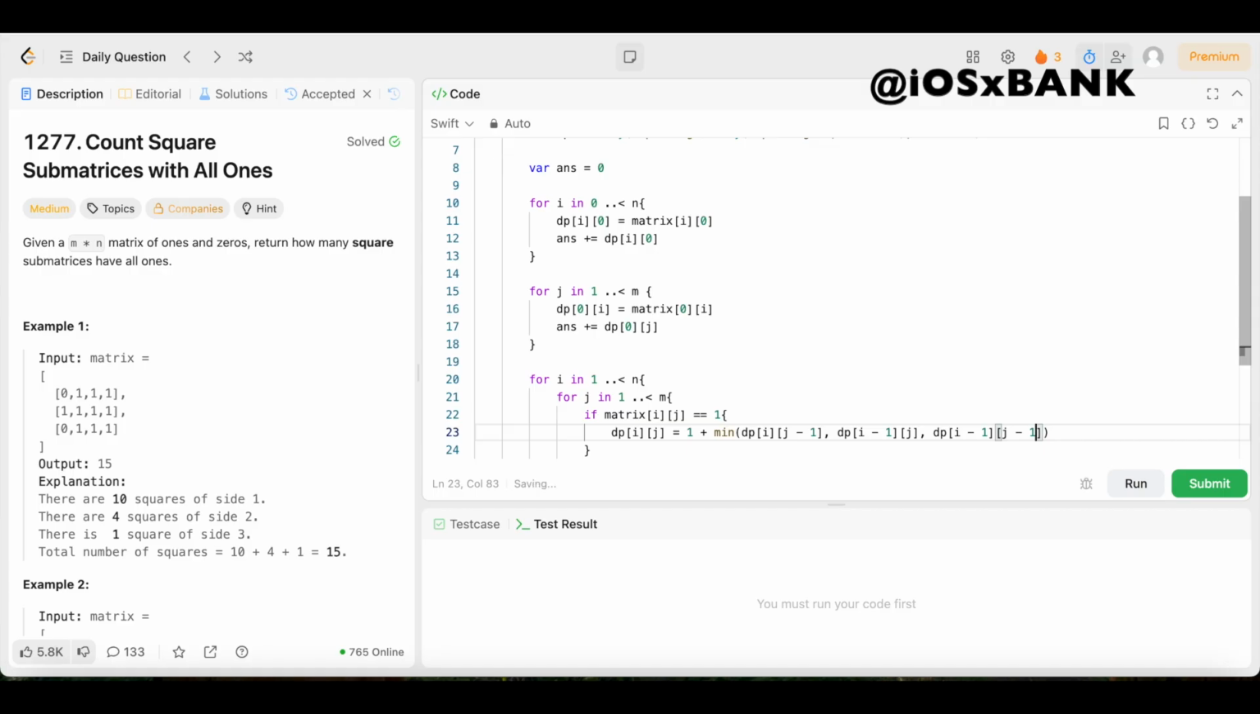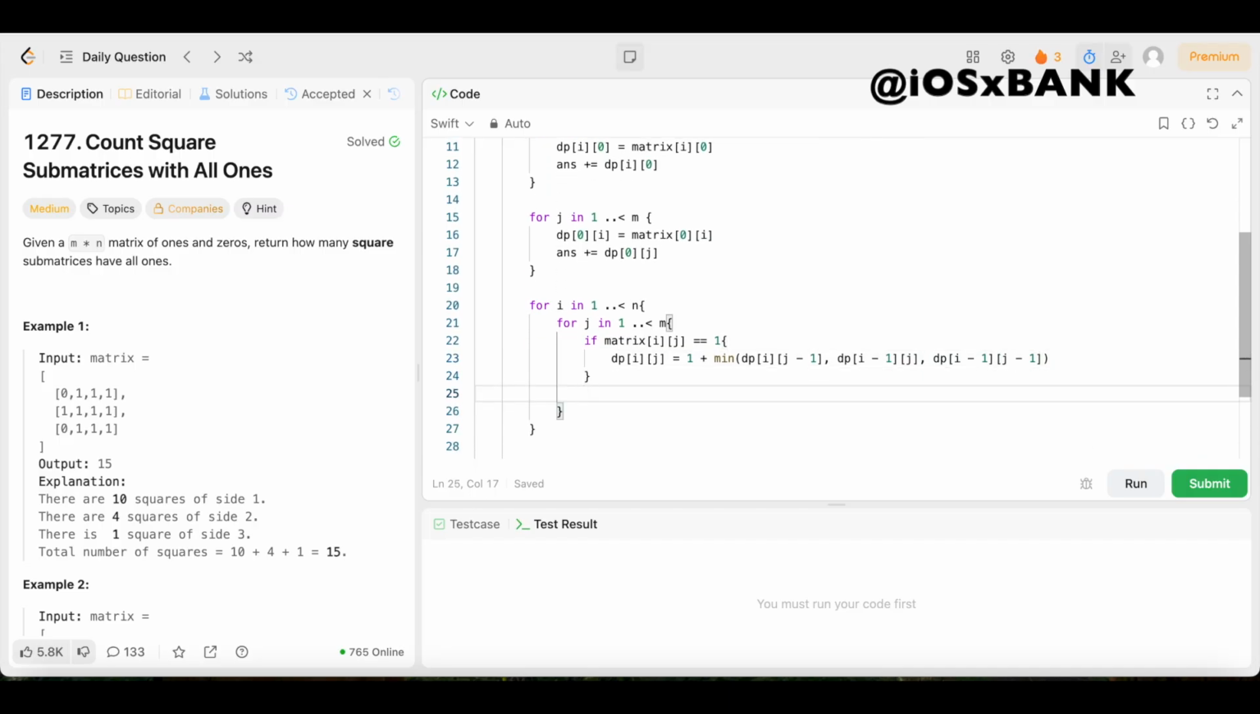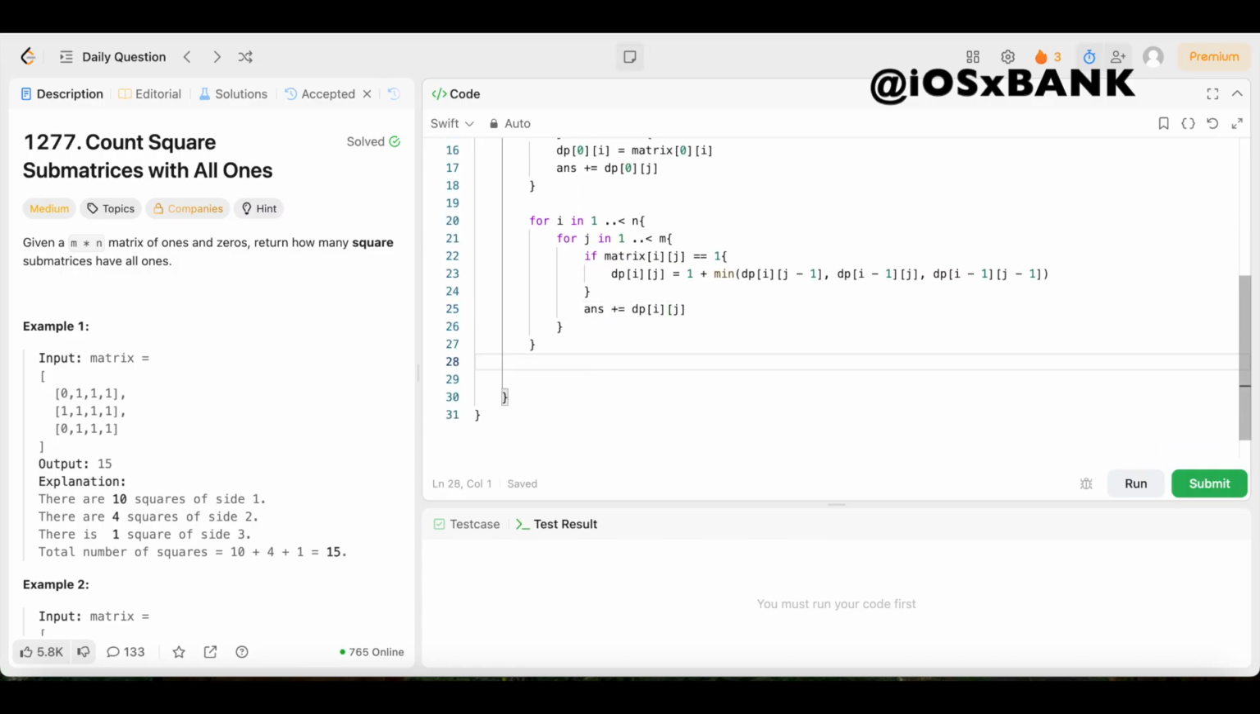Just like that. Now we need to add the number of squares ending at this cell to the total. So come underneath this if, and we are going to say ans += dp[i][j]. Boom. Now we just need to return the total number of square submatrices filled with ones that we have found thus far by coming right here, and we can say return ans. And that should be all she wrote, y'all.